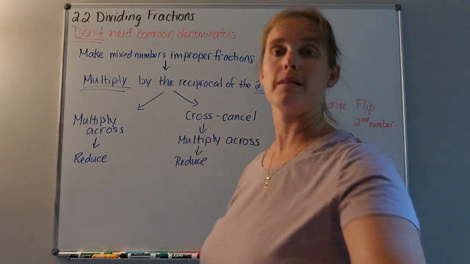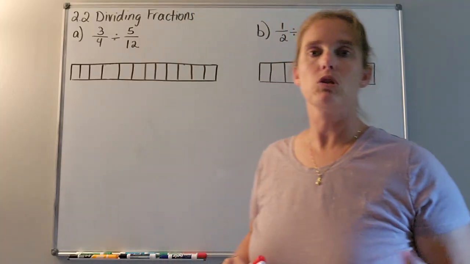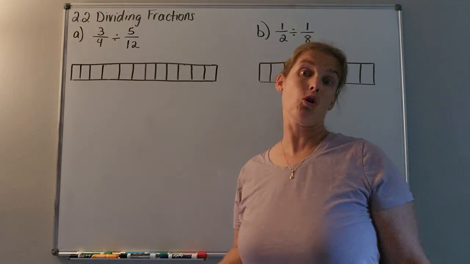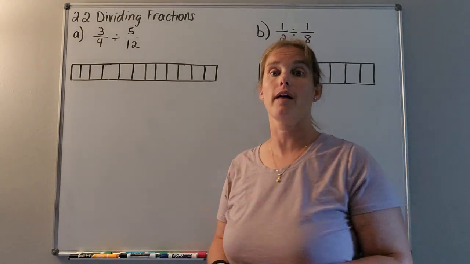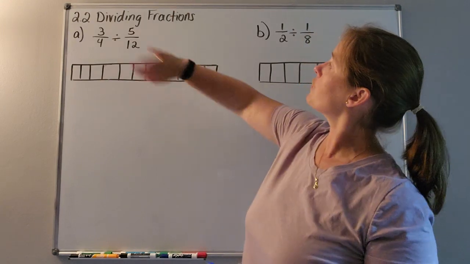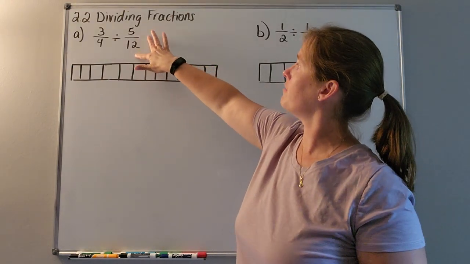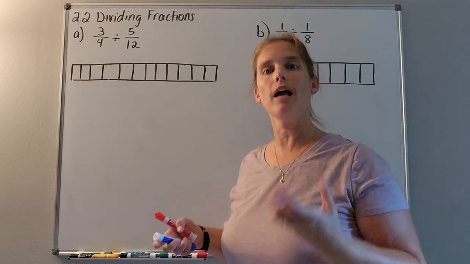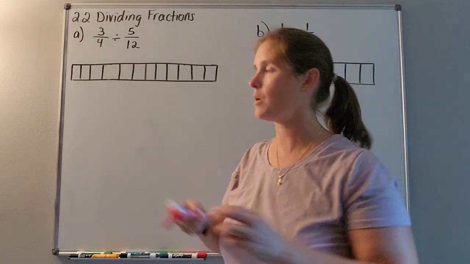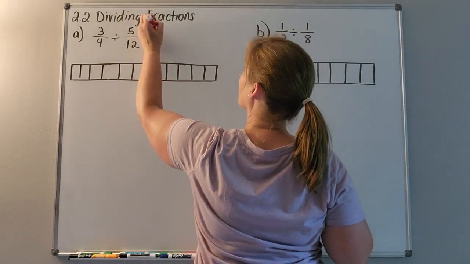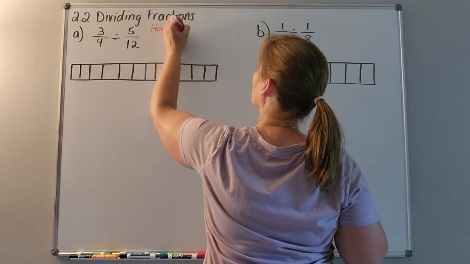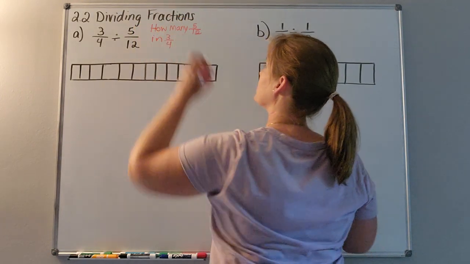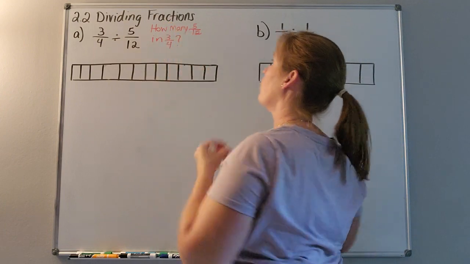Now we're going to have to do some examples. Okay, so let's take a look at some division here. And we're going to do this in terms of models, and then we're also just going to do the straight division so you see how that works together. So our first question is 3/4 divided by 5/12. So really, it's saying how many 5/12 are there in 3/4? Or how many groups of 5/12 are there in 3/4?